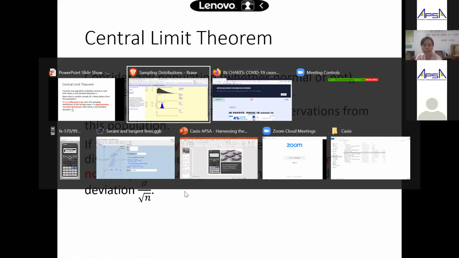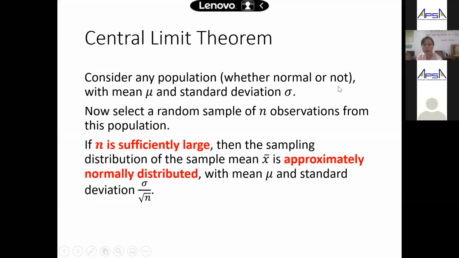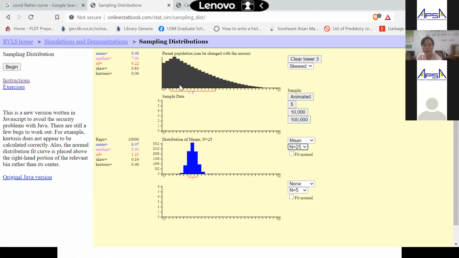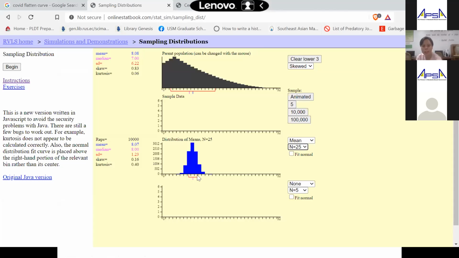So going back, this is what I mean. Okay? Even if the original population, ano sabi dyan? Whether normal or not, yung kinompute nyong mean, nandito lang yan siya. Okay? So, X bar will be normally distributed and actually, most of them will cluster around the correct mean. Ayan siya.